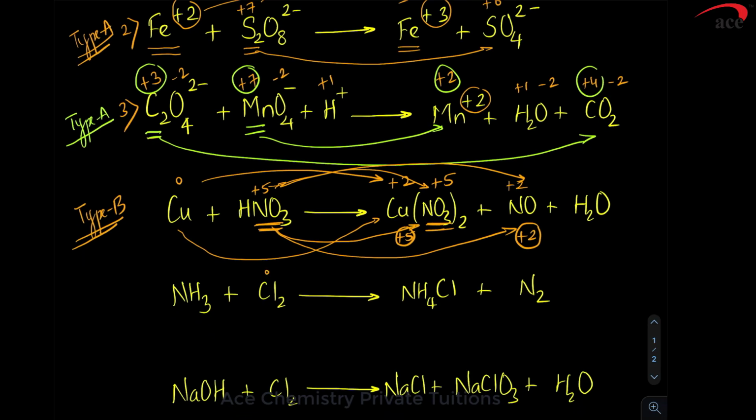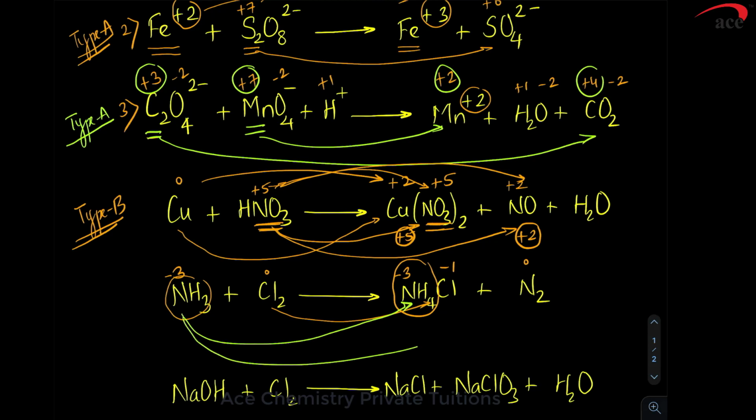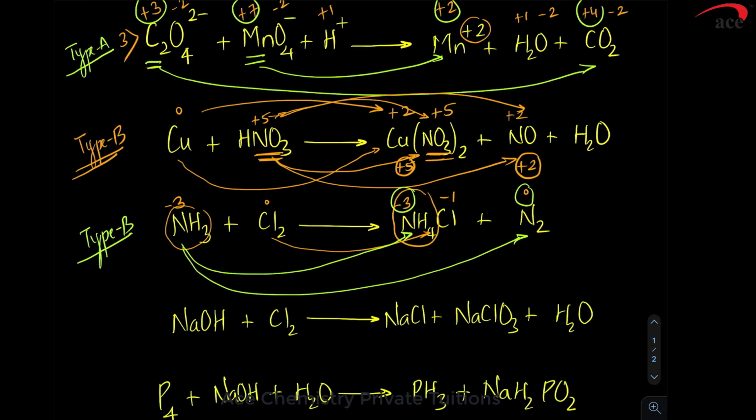Imagine this one, chlorine is 0 and chlorine is minus 1, changing to one oxidation state. Nitrogen is minus 3. Here also nitrogen is minus 3. Nitrogen, whether it is in ammonia or in the ammonium ion, is minus 3, and nitrogen is 0. So, nitrogen is going to two states, one in which its oxidation state remains the same and the other in which its oxidation state is changed. One remaining the same, the other undergoing a change. For us, this is quite different from the simple redox reaction. We will call it type B.